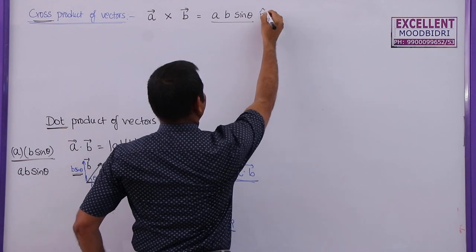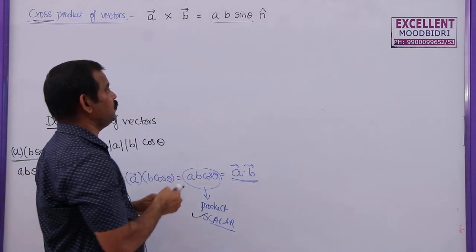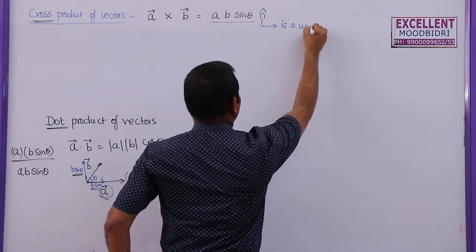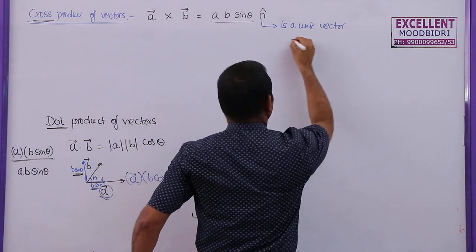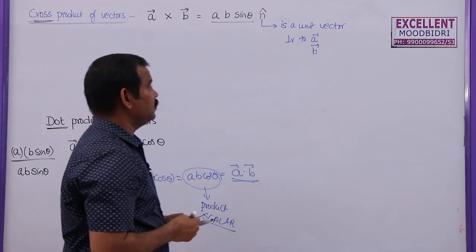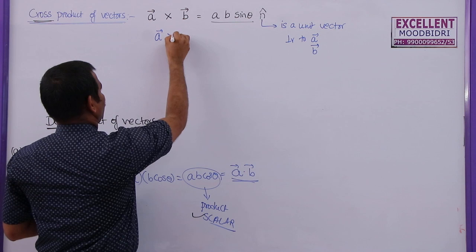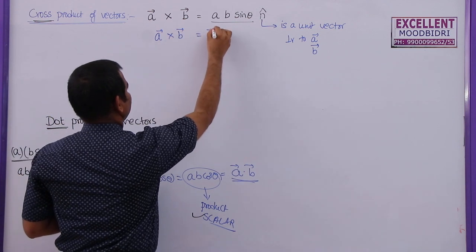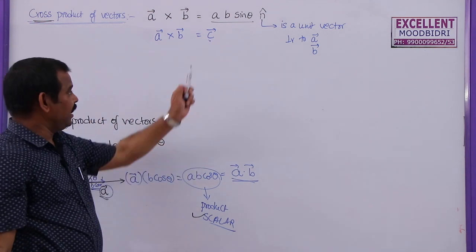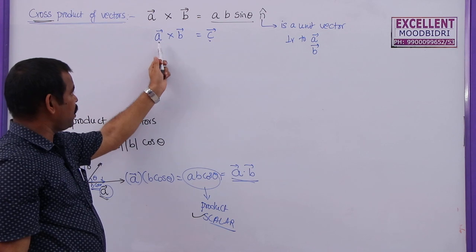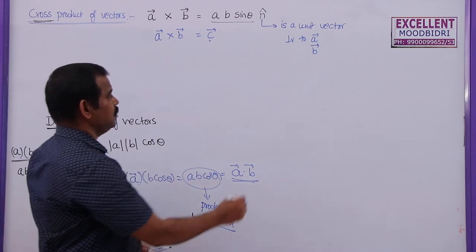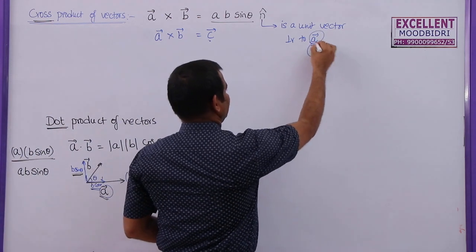So I am going to multiply this with n cap, where n cap is a unit vector which is perpendicular to A bar as well as B bar. That means if you write this as A bar cross B bar, let us say this is C bar, the final product is also a vector. What is the direction of C bar? The direction of C bar is perpendicular to A bar as well as B bar. So that is the main point that you have to remember in this case. So this is perpendicular to the first vector as well as second vector.